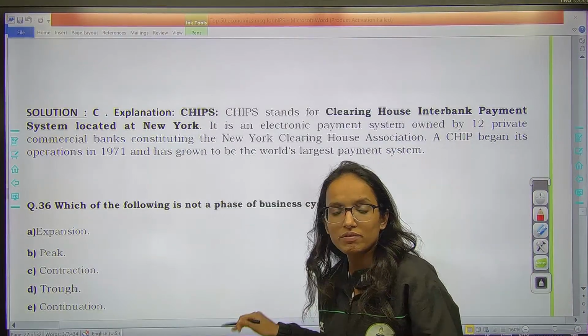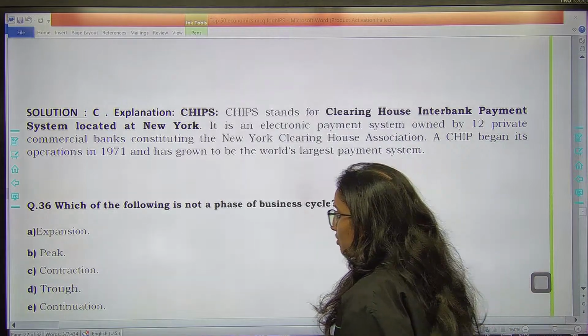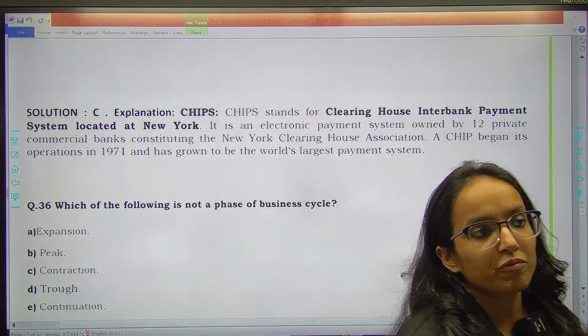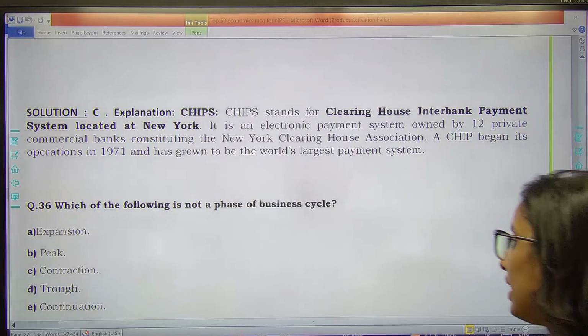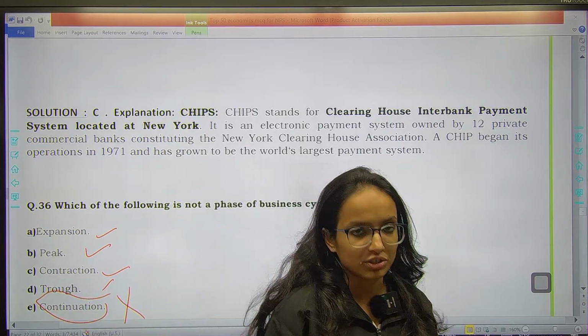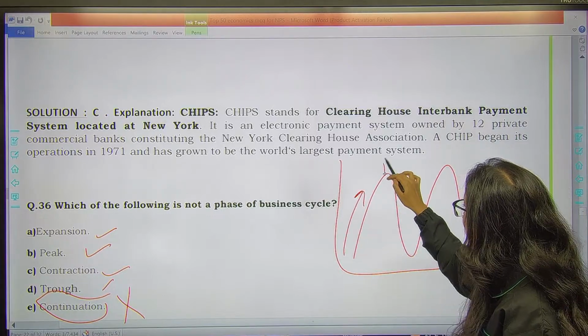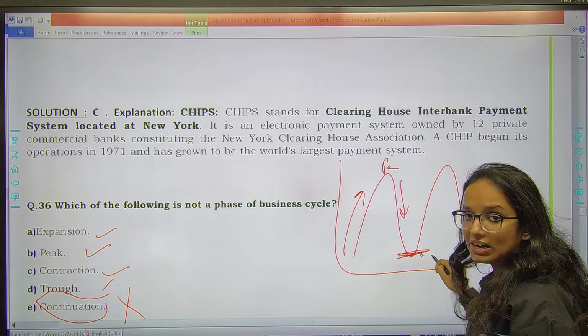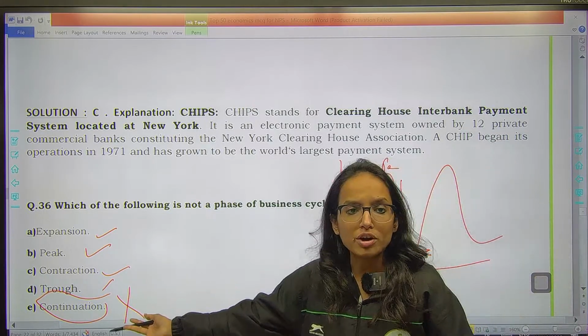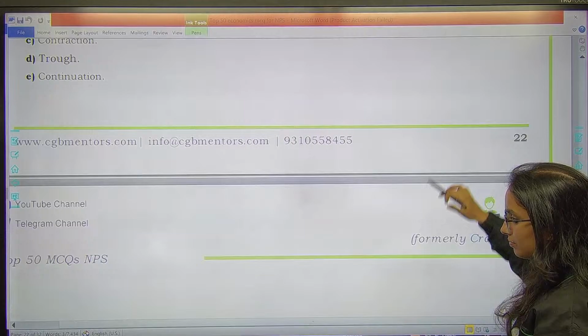Business cycle has phases, which of the following is not there? Expansion, peak, contraction, trough, continuation. Which of the following is not a phase of business cycle or trade cycle? So if you look at it, expansion is there, peak is there, contraction is there, trough is there, continuation is nothing like that, right? In the business cycle you have expansion, then peak, then contraction, then the trough or depression, but there is nothing called continuation. So trough is the lowest, peak is the maximum. Easy answer here. Continuation is not there.